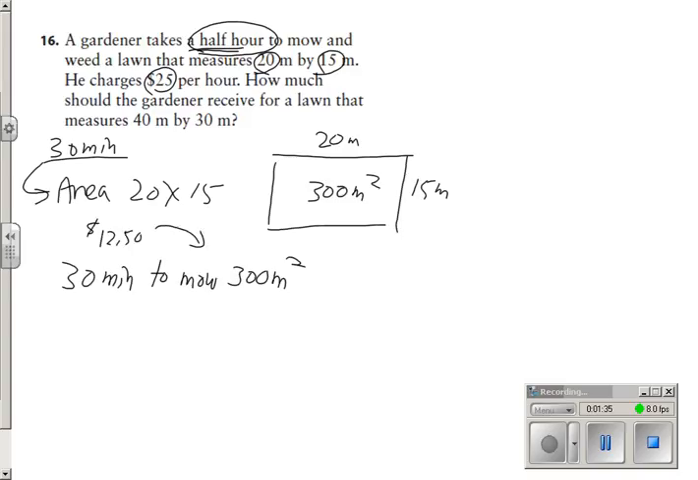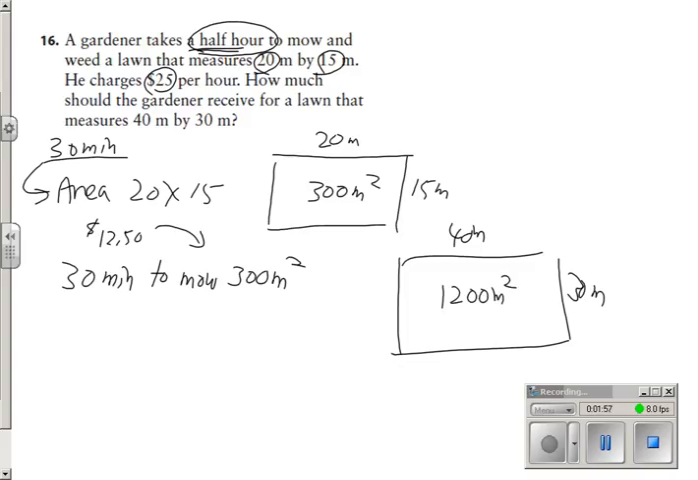Okay. How much should the gardener receive for a lawn that measures 40 by 30? So here it is, 40 meters by 30 meters. And if we assume that this is a perfectly rectangular lawn with no plants or things in the way, he doesn't have to move any pink flamingos or garden gnomes or anything like that, 40 times 30 gives an area of 1,200 square meters.